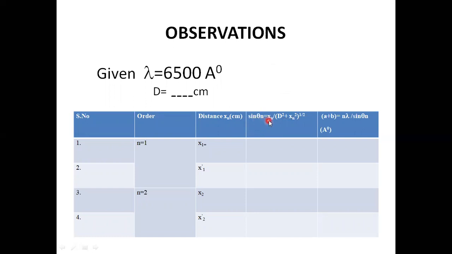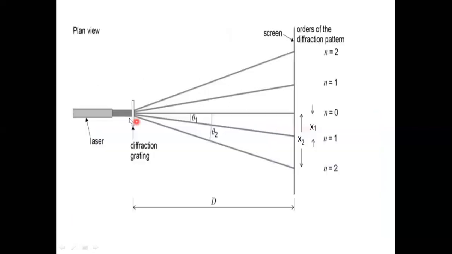What is sine theta n? As I told, for first order n is 1, for second order n is 2. So for first order, sine theta 1 will be equal to x1 divided by the square root of capital D square plus x1 square. Similarly, sine theta 2 will be x2 over the square root of D square plus x2 square. So in general, the formula for sine theta n is xn over the square root of xn square plus capital D square.